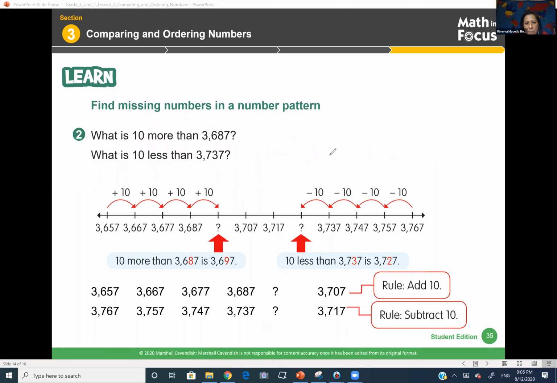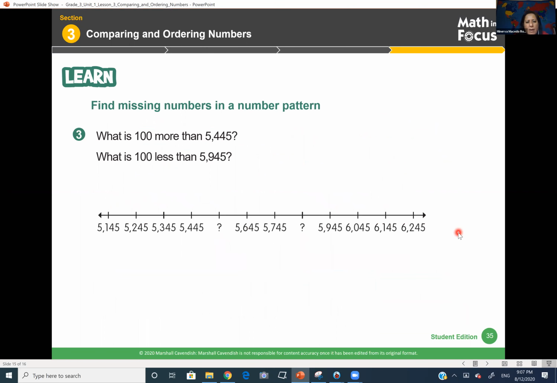Now let's go for the next one and the last one. Now this is the same process, but this time they're telling us what is 100 more and what is 100 less. So you do the same. If it's more, we're adding plus 100. So you put the last number. The last number, remember, is this one here. So we add plus 100.